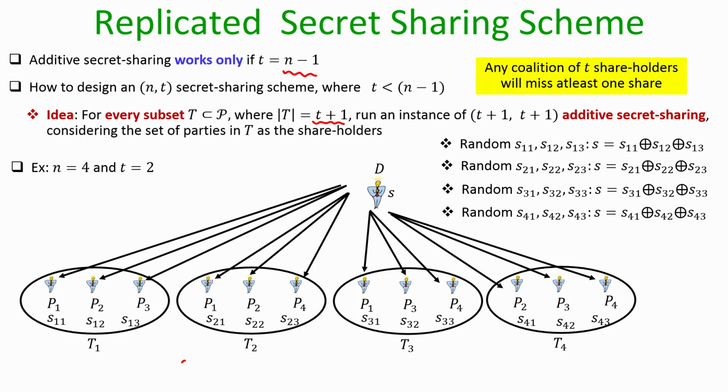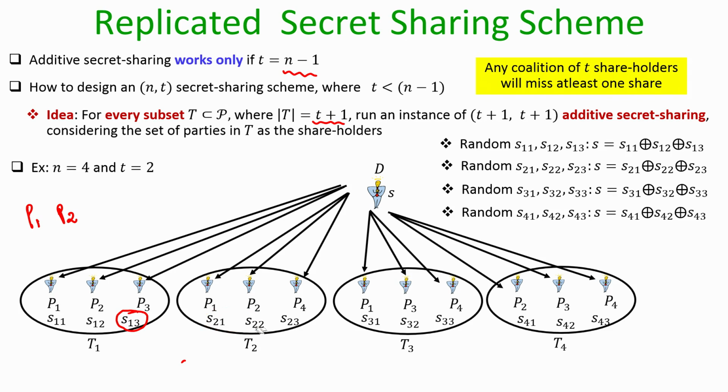So, for instance, if P1 and P2 get corrupt, they are under the control of the adversary, then based on their shares that they learn due to their presence in the subset T1, P1 and P2 fail to learn the secret S because the share S13 is missing for P1, P2. In the same way, with respect to the subset T2, P1 and P2 are missing the share S23, and that is why the secret S will not be known to P1, P2 and so on.